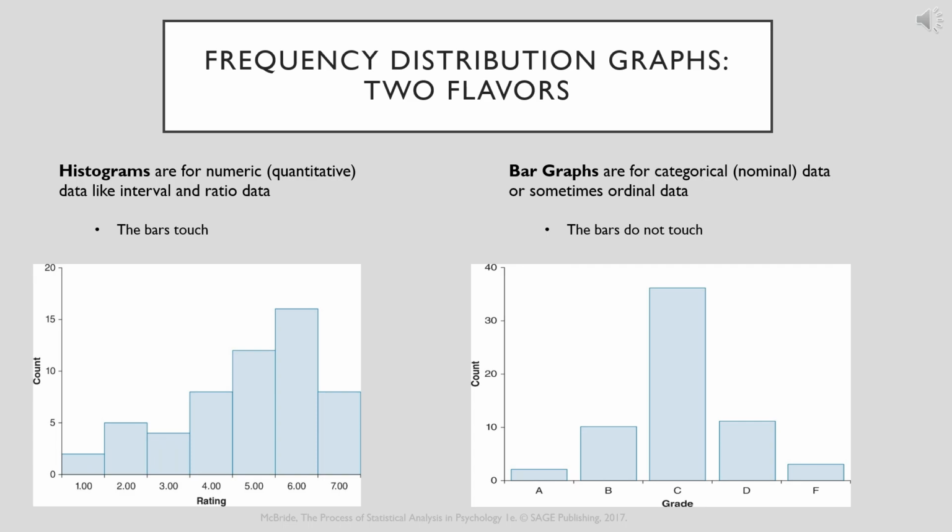Bar graphs, on the other hand, are for categorical or nominal data, or sometimes ordinal data. All right? Notice that the bars do not touch because these are not continuous numbers. Each of the bars is very different. It's a different category than the bar next to it. So we can see in this graph, we're talking about the number of students who have gotten an A, B, C, D, or an F on a particular exam.